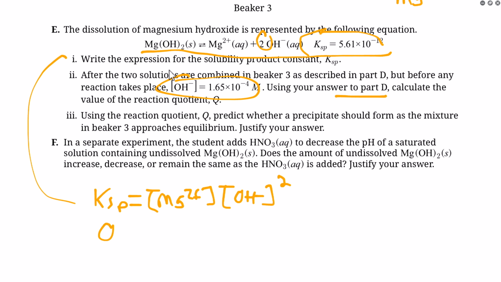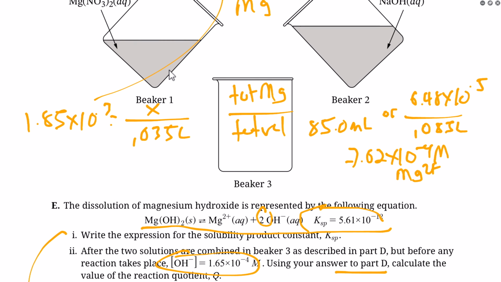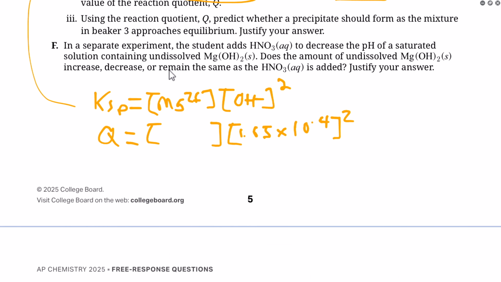So let's get some pieces of information here. Remember, we solve for Q the same way we solve for K. The only difference is that Q is when we're not at equilibrium yet, and then we can utilize that information in order to figure out what direction the reaction goes in order to reestablish chemical equilibrium. So we're going to go ahead and plug in our OH minus. Our Mg actually comes from part D. So I'm going to scroll back up to the top here. It's at 7.62 times 10 to the negative fourth. So we're going to plug that in here. So 7.62 times 10 to the negative fourth.